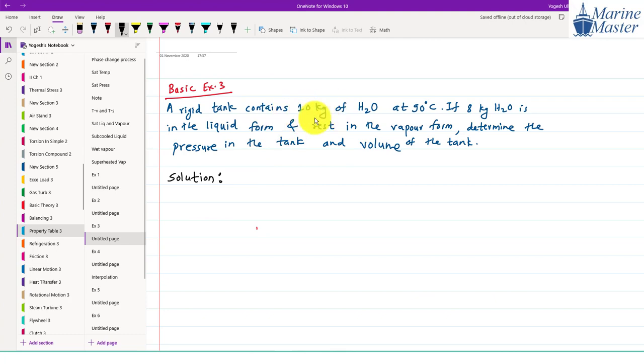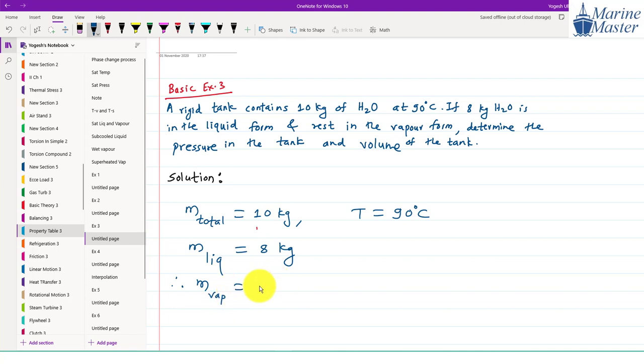So the rigid tank contains 10 kg of H2O at 90 degrees Celsius. Total mass of H2O is 10 kg. Temperature is 90 degrees Celsius, guys. Now if 8 kg of H2O is in liquid form, H2O in liquid form is 8 kg and the remaining is in vapor form. So what will be the mass of vapor of the H2O, guys?